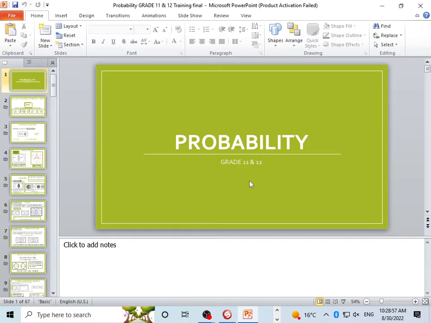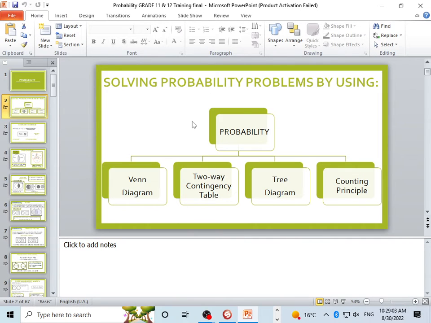Okay, probability. Solving probability problems, we can use a Venn diagram. So that was the circle one that you just saw. Now we're going to explain it to you. Okay. The two-way contingency table. Have you heard about that?